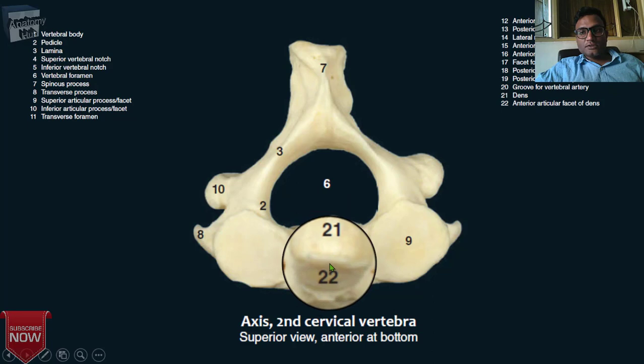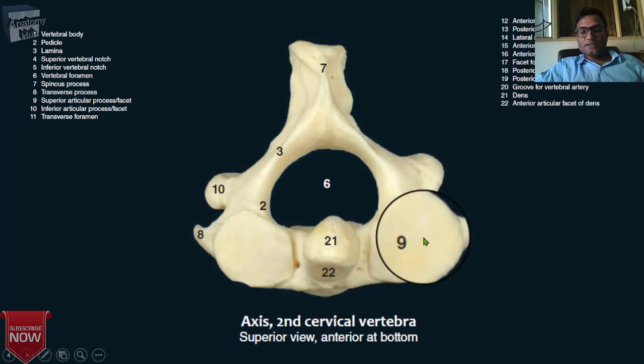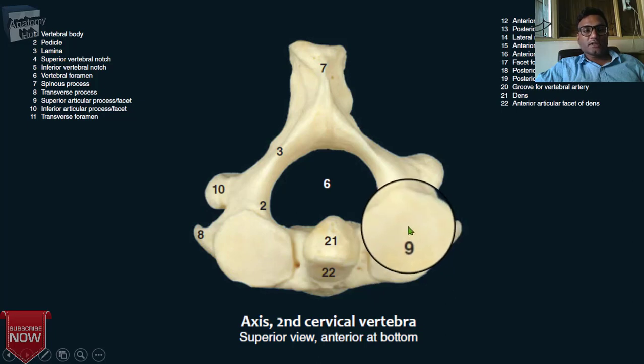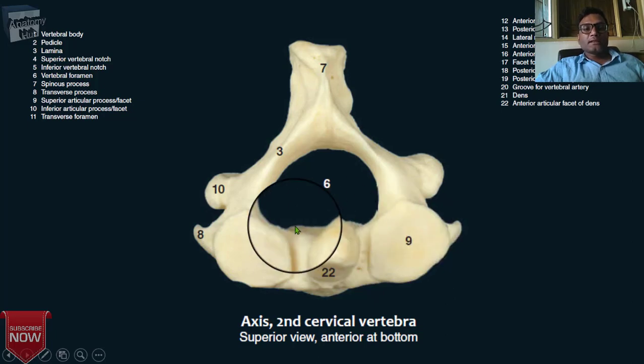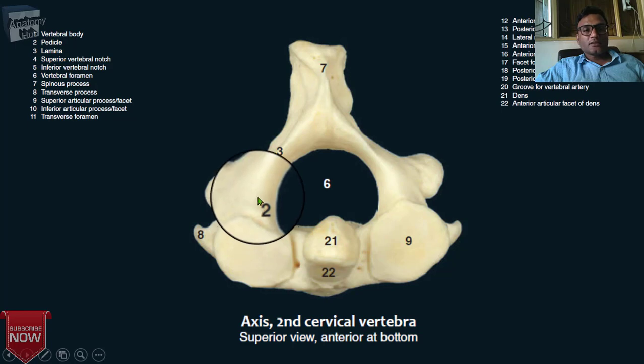Here you will find the anterior part of the odontoid process, or dens, and the facet you will find here articulates with the posterior surface of the anterior arch of the atlas. Here you will find the articular process. This is the superior articular process, and here you will find the pedicle.